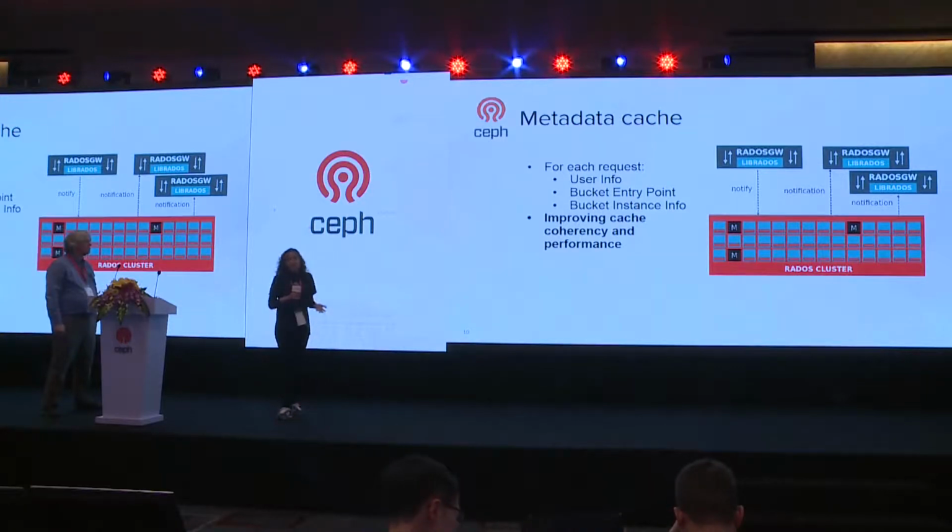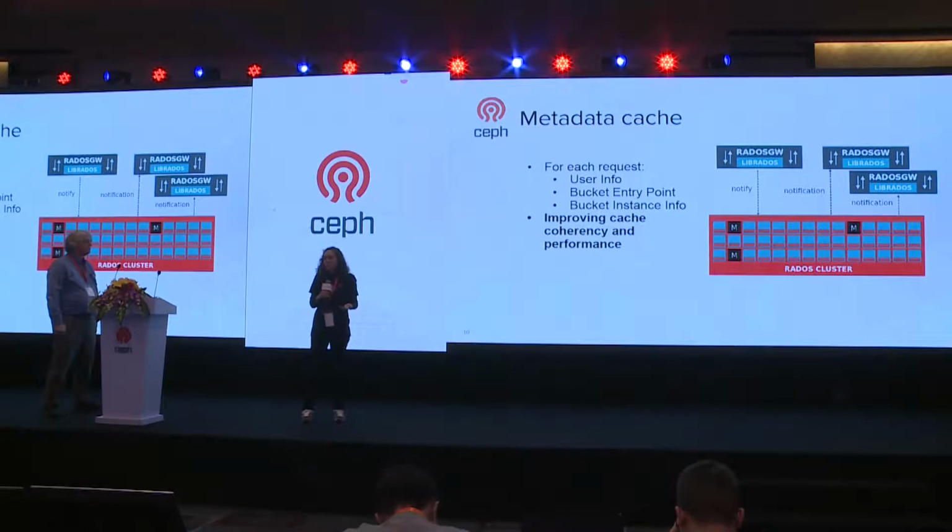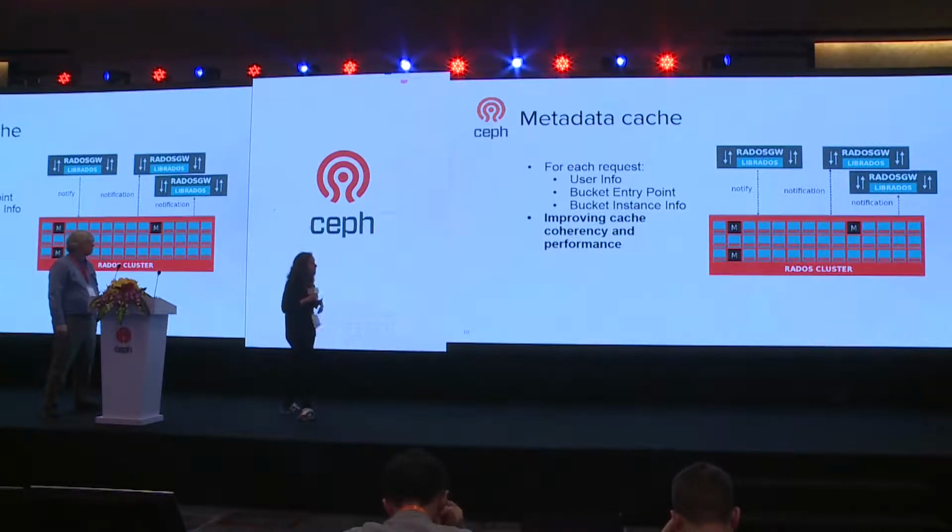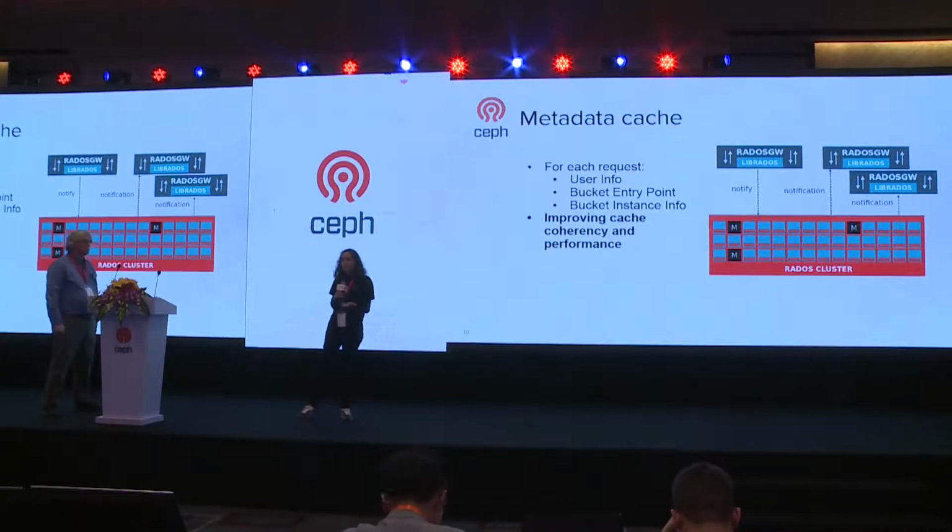We usually have several RadosGW running on the same data. We have to synchronize them. We are distributed. For that, we use watch notify, which Rados provides us. Every time a RadosGW changes one item in the metadata cache, the other RadosGW will get a notification and know to invalidate the cache. In the last few months, we have noticed some problems with coherency of the cache and its performance, and there's lots of work that Matt's going to talk about of improving it.